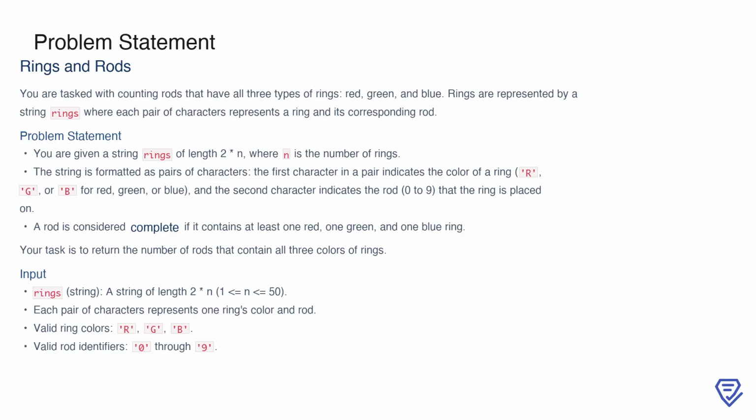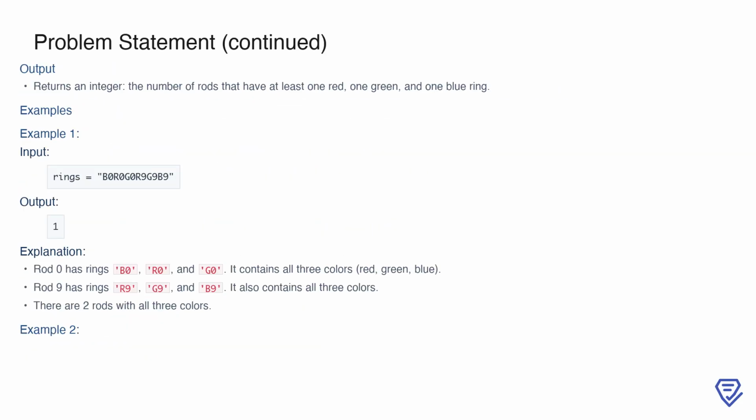The input string will always have an even length, and there can be up to 50 pairs of rings and rods. The output of the problem is an integer representing the number of rods that contain at least one red, one green, and one blue ring. Let's look at the examples to clarify.